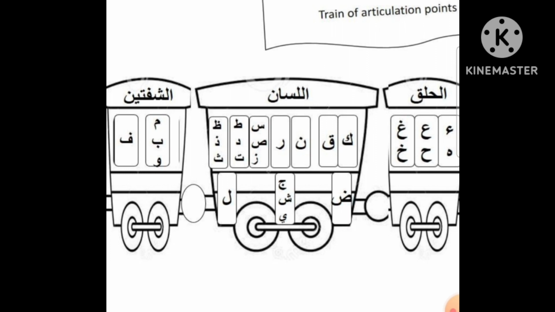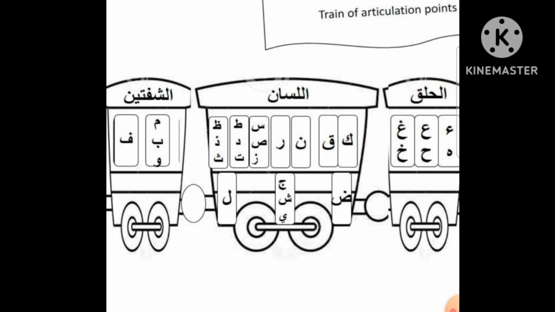Then you have Ta, Dal, Ta. The articulation point is when the tip of your tongue touches the root of your upper two teeth. And the Ta is a heavy letter, and the Ta is a light letter. Then you have Dha, Dhal, Tha. The articulation point of all three letters is the tip of your tongue touches the tip of your upper two teeth, and it should be a little bit visible from the outside. And from among these, the Dha is the heavy letter and the Dhal is a light letter.